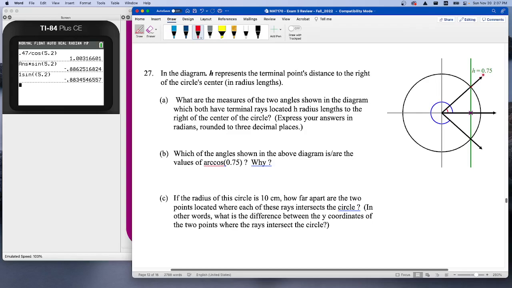What we have is that the x coordinate is 0.75, and that's radius length. So for this problem, we're able to assume or just treat it as if the radius was 1, as if it's a unit circle. So we just need to take the inverse cosine, and that will give us this angle. So inverse cosine of 0.75 will be the red angle.